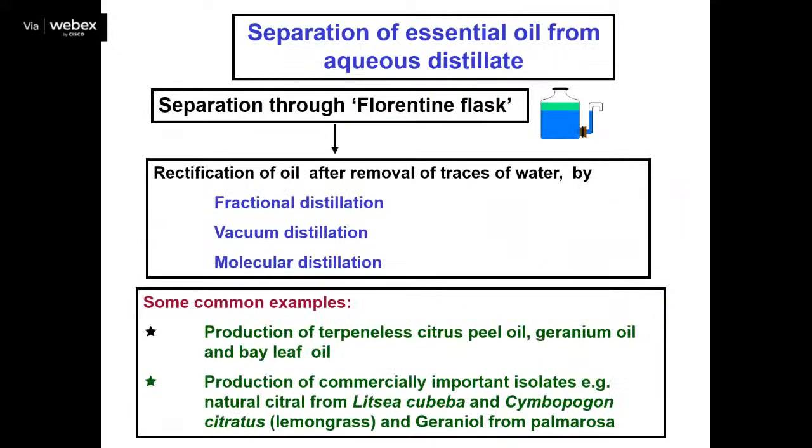Just briefly, after distillation we get water as well as oil, so we need to separate that water from oil. We generally use a Florentine flask, where you can see the water layer comes here and the oil layer is here. If we put more water, the water comes out and the oil remains in the same. Or, more precisely, fractional distillation, vacuum distillation or molecular distillation can be used.